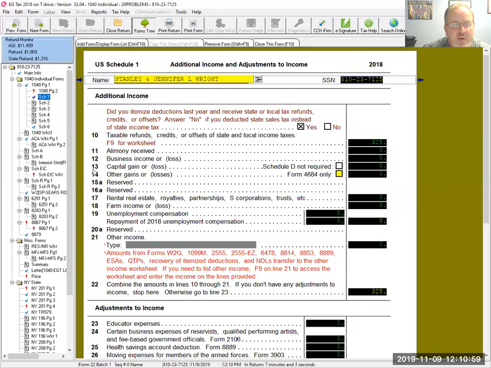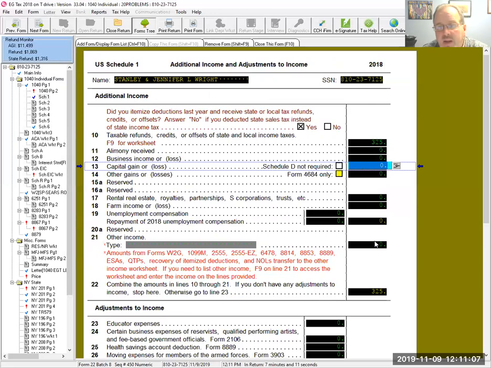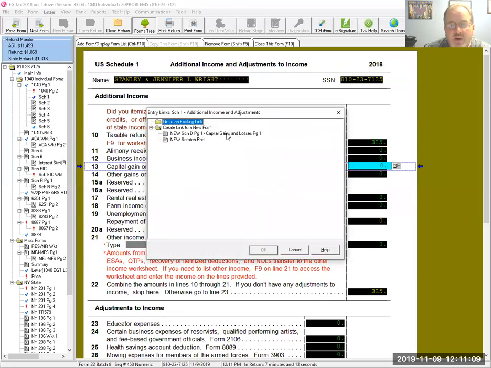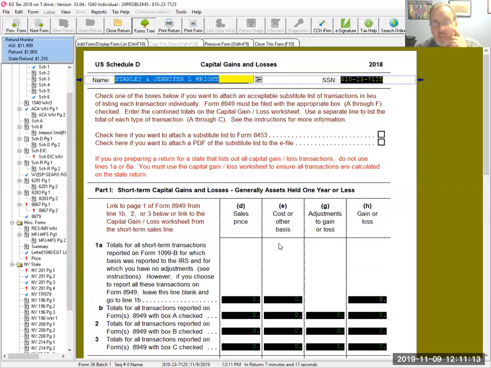Look at line 13, capital gains, schedule D. So we go over, capital gains, schedule D, light up the box on the right, hit F9. There's our capital gains worksheet. All right. So our schedule D, we have that. Again, we're not going to put anything on the schedule D.